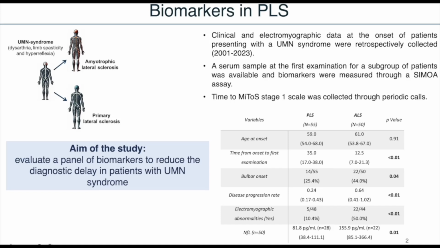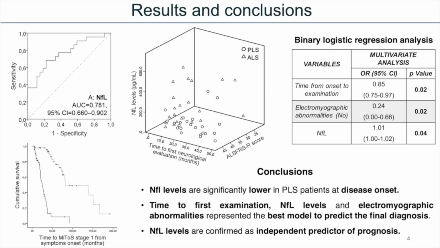At disease onset, we observed a significantly longer time from onset to the first neurological examination among PLS patients, and a slower disease progression rate in the PLS group compared with ALS. Moreover, we observed a significantly lower rate of electromyographic abnormalities and a lower rate of bulbar onset in the PLS group. We then evaluated our panel of wet biomarkers in the two populations, and we observed a significantly lower concentration of NFL in the PLS group. For this reason, we performed a ROC curve analysis, which disclosed a good discrimination profile of NFL, with an area under the curve of 0.78.